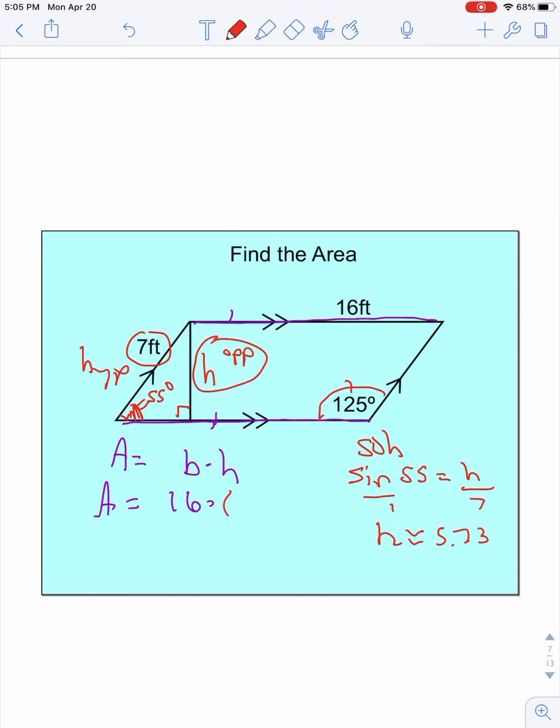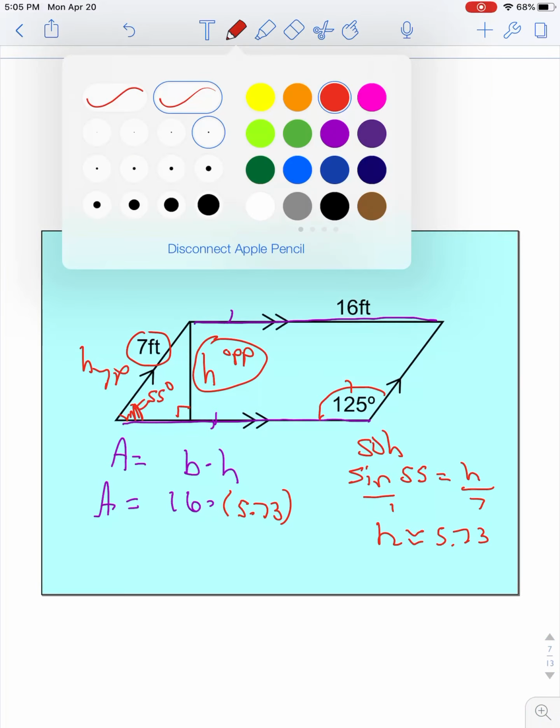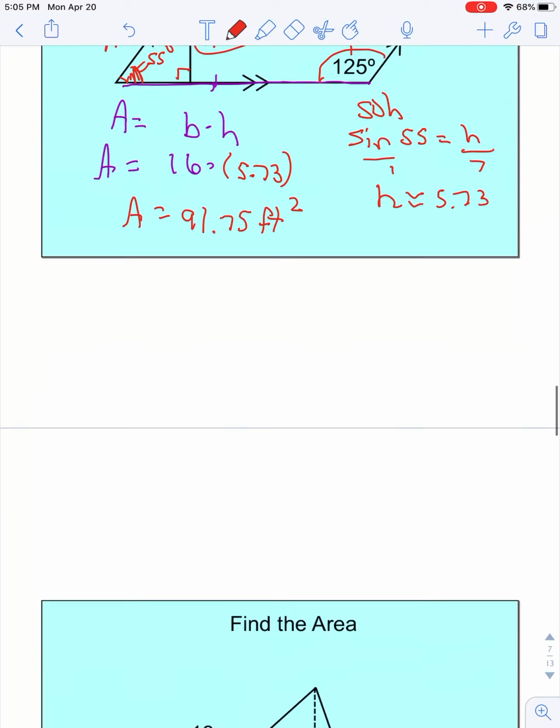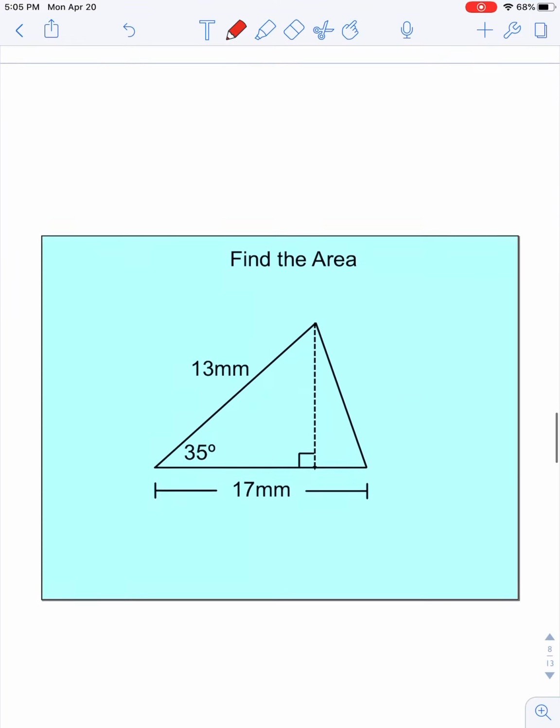So now I can put that in, 5.73. So now I get the area of this parallelogram is, again, just plug this into your calculator and you get 91.75 feet squared. If they don't tell you what to round to, then just always round to the nearest hundredth. Okay, moving on. Find this area.